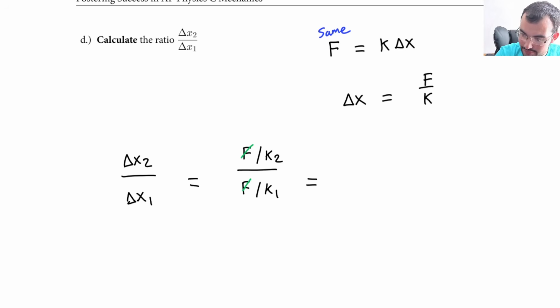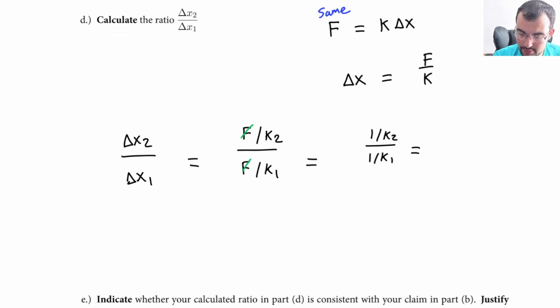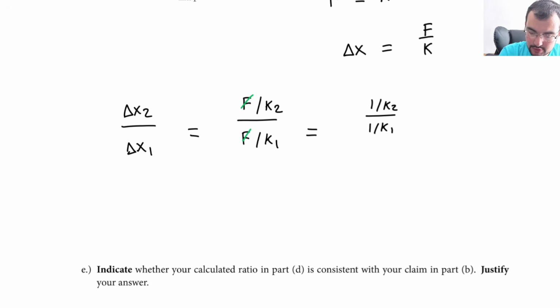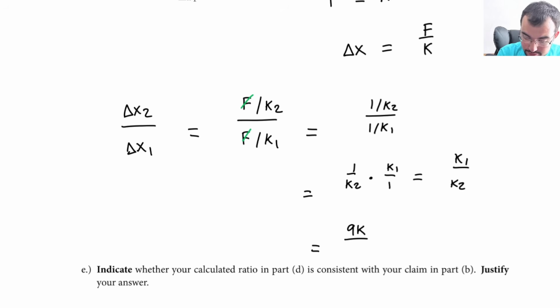The forces divide out. So we get 1 over K2 divided by 1 over K1. We could write this as keep, change, flip. So this would be 1 over K2 times 1 over K1 flipped, so K1. So we get K1 over K2. We said that the spring constant in configuration 1 was 9K. The spring constant in configuration 2 was 2K. So we get 9 halves as our ratio.